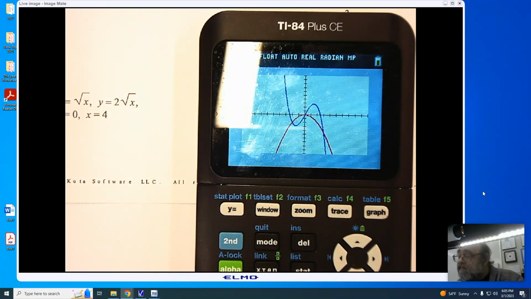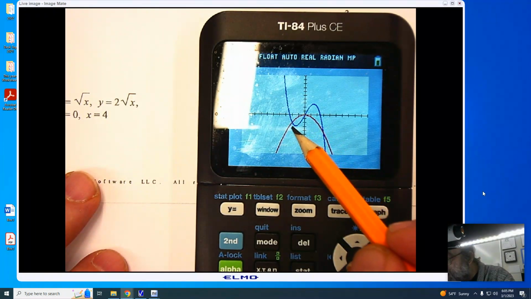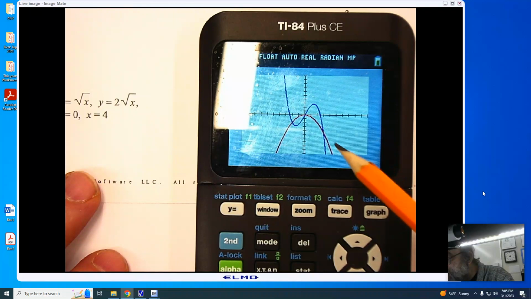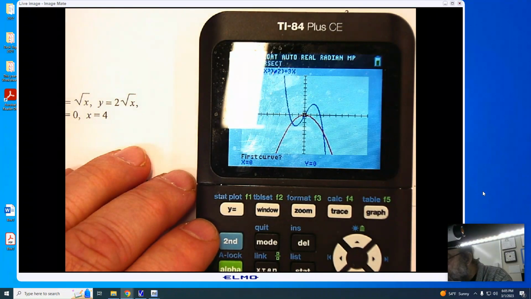All righty. We have an intersection at 0, 0. That's the easy one to find. We think it might be around negative 2, and this one around 3. Let's find out.